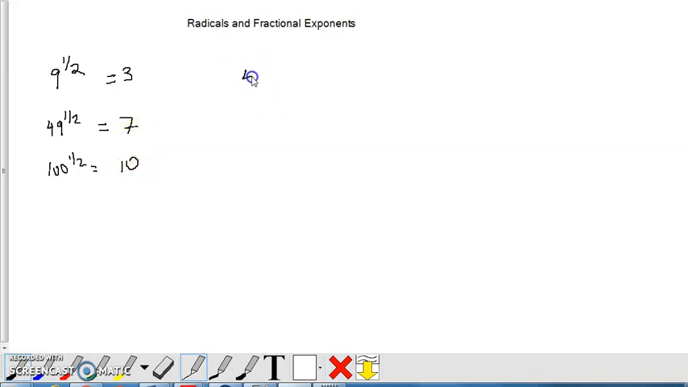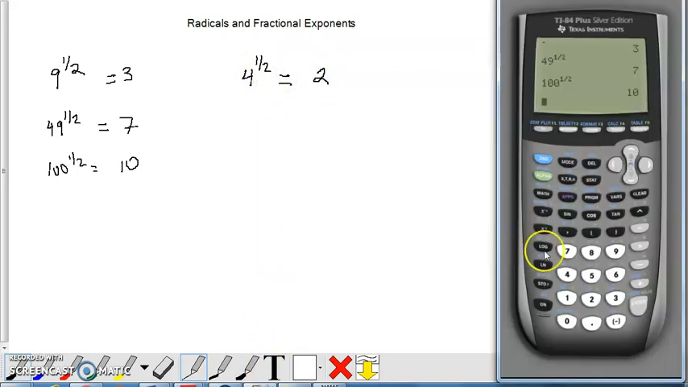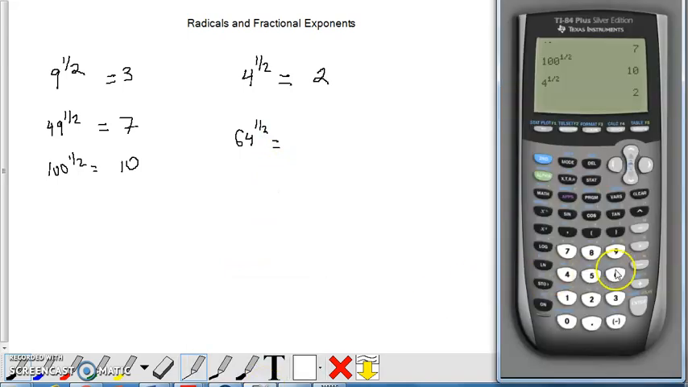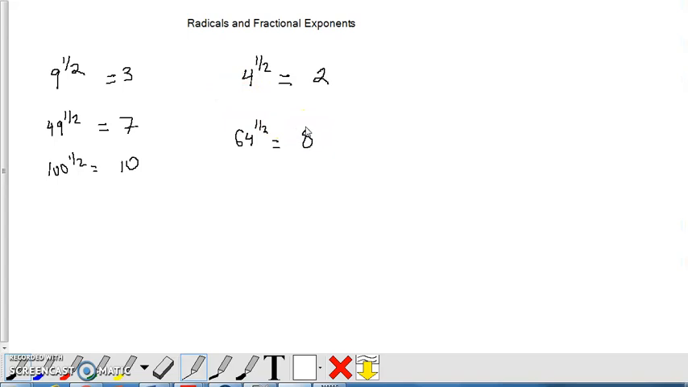So if we use that knowledge, if I say 4 to the power of 1/2, what's the square root of 4? 2. Perfect. Let's make sure that that actually worked. So we do get 2. Excellent. Let's do another one. What about 64 to the power of 1/2? The square root of 64 is 8, so this answer should be 8. So 64 to the power of 1/2 gives you 8. Beautiful, so we can confirm our answers.